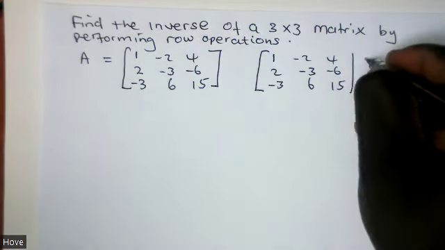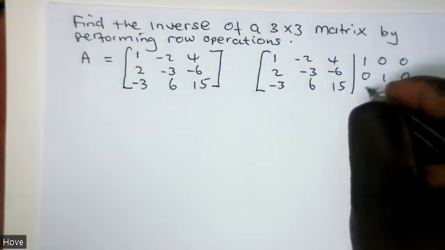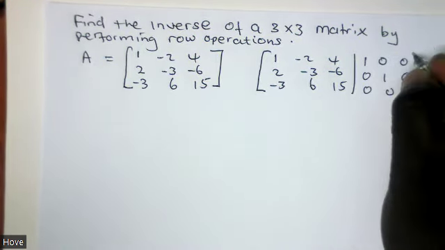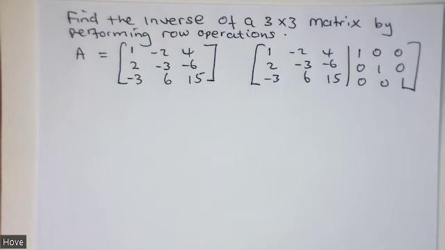But then we augment it with its identity, which is a 3 by 3 identity. Take note that if the original matrix given was a 4 by 4, we would augment it with a 4 by 4 identity and so forth. And I want to encourage those people who are not familiar with row operations to pause the video a bit. Look for a video that talks of how to perform row operations or column operations.